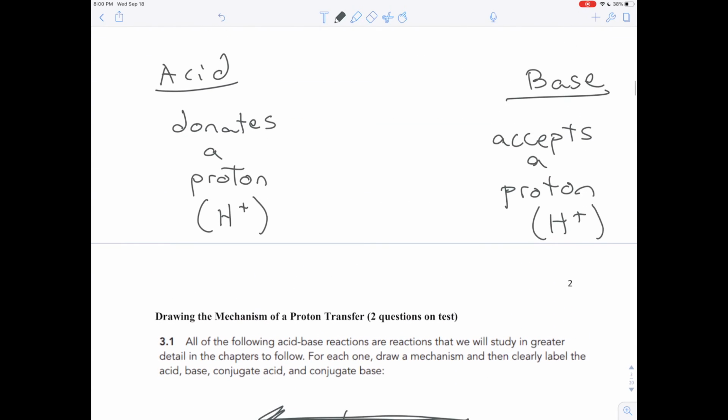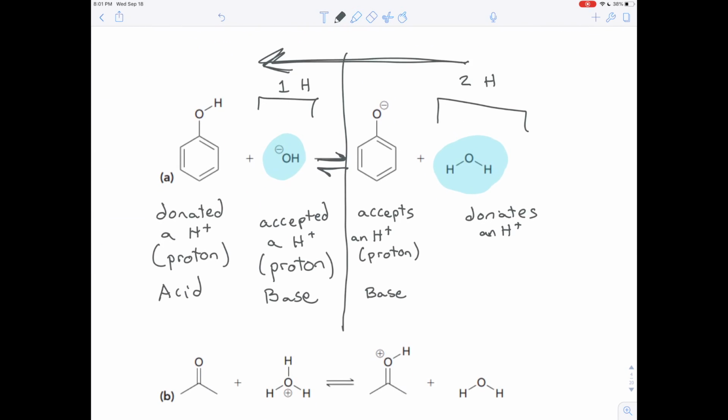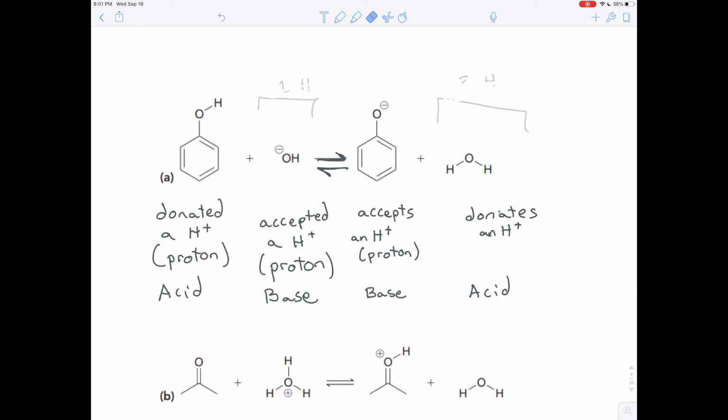Now if you donate an H+, the Bronsted-Lowry definition says you're an acid. So in the reverse reaction, that's an acid. I wanted to do this reverse reaction because it lets us introduce a new term. Remember, the H+ is just a proton. And that term is conjugate.